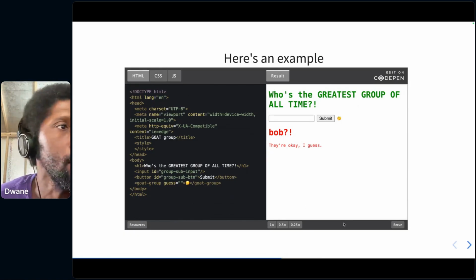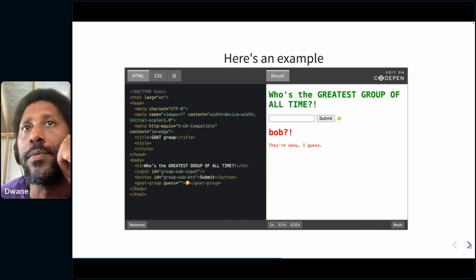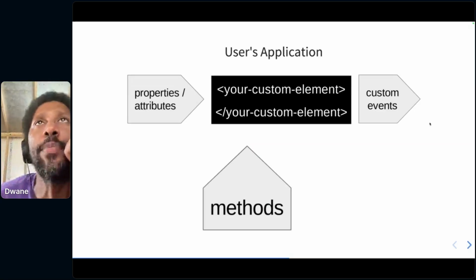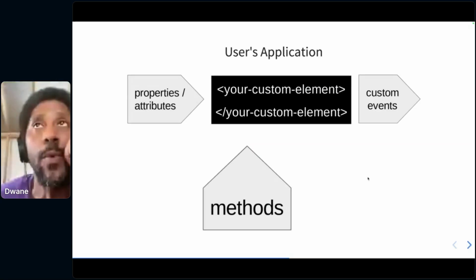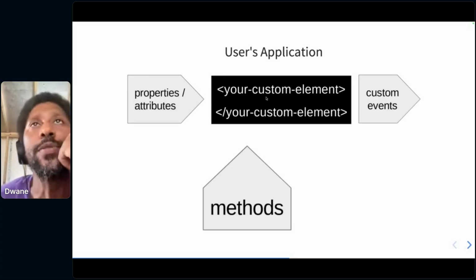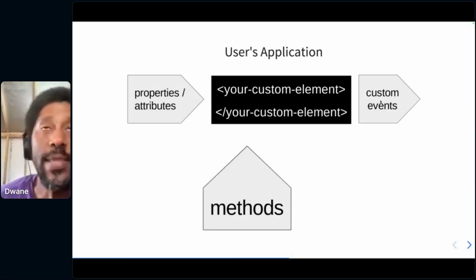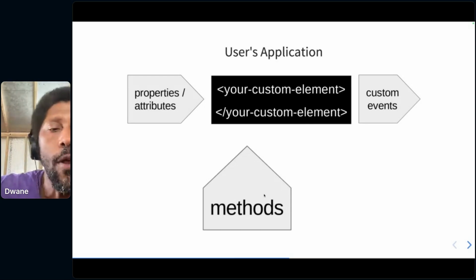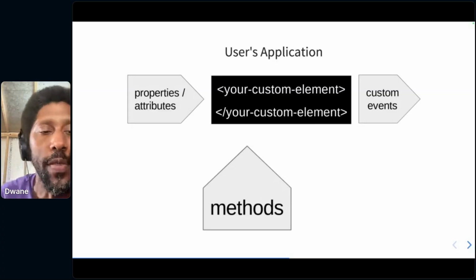Cool. All right, we're gonna keep it moving. So, kind of like a recap. You have the outer application, which is the user's application, whatever it may be. And you have your custom elements. Now you put properties or attributes into the custom element to do anything. You can listen for custom events like that guess that we had. And then there are methods that you can call from your web component that the outer application can do things with.